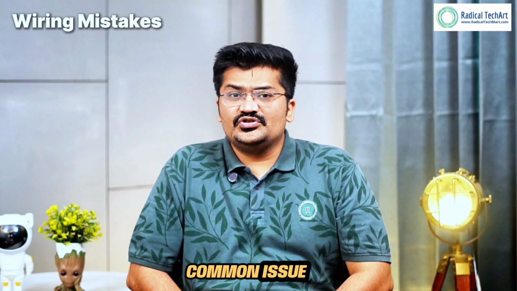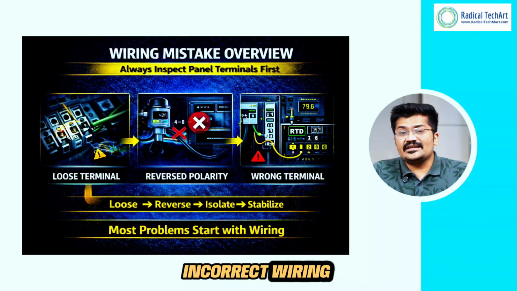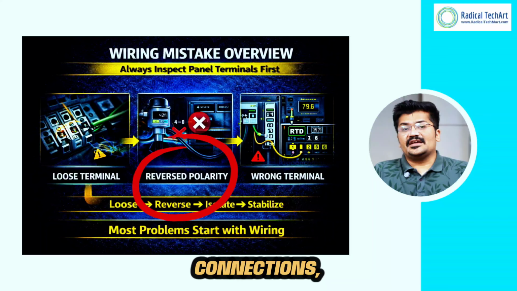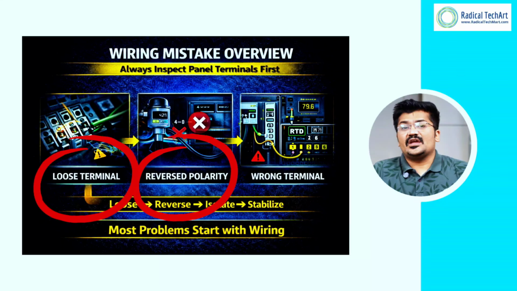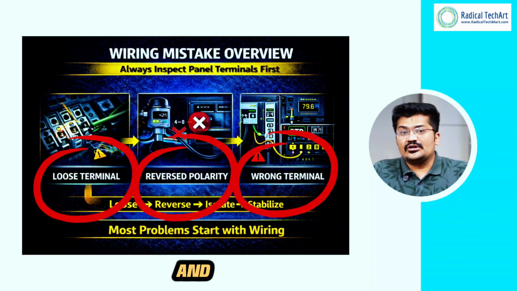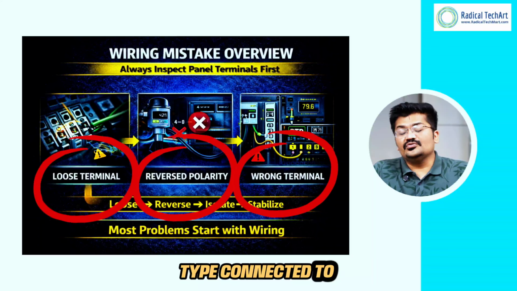Another very common issue in field installation is wiring mistakes. Incorrect wiring can cause many different problems. For example, wrong polarity connections, loose wiring, incorrect terminal connections, and wrong sensor type connected to transmitters.